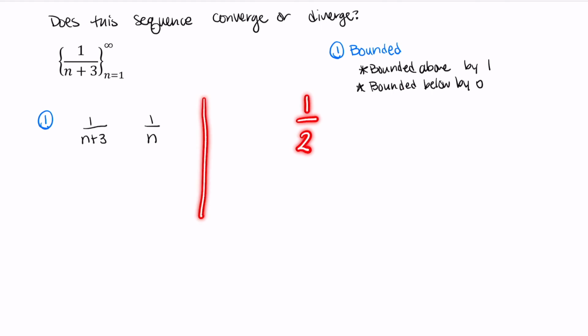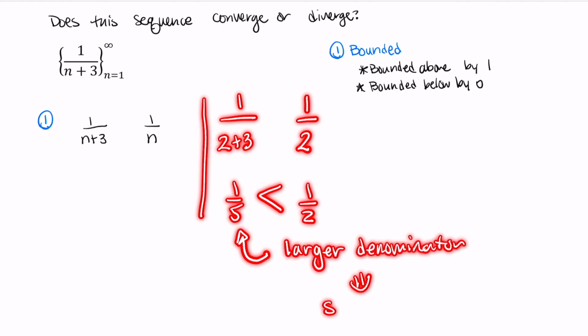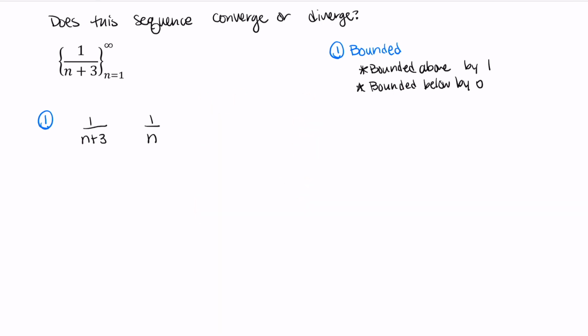So 1/2. And now 1 over 2 plus 3. This becomes 1 over 5 and 1 over 2. And now which one is larger? Well, a half. Remember that a larger denominator implies a smaller fraction. And this is, of course, assuming the numerator is fixed. In our case, it's fixed at 1. Okay, so certainly 1 over n is larger.